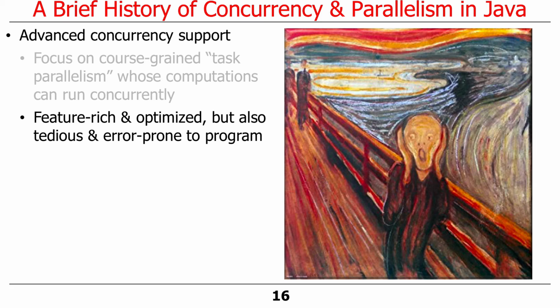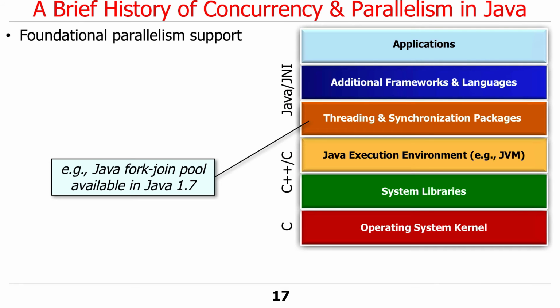Java 5's capabilities are very feature-rich. There's lots and lots of expressivity and power. They're also highly optimized to work efficiently on multi-core processors and hardware. However, they're a bit tedious and error-prone to program. So it's very important to understand patterns and other techniques to do this stuff correctly, and you'll get a lot of chance to play around with that in this class.